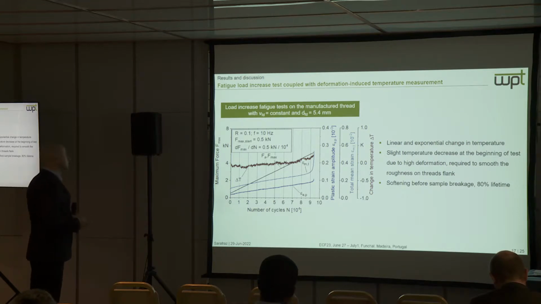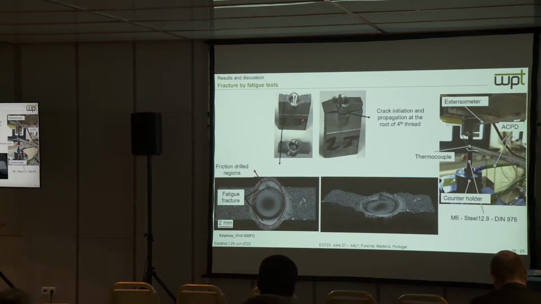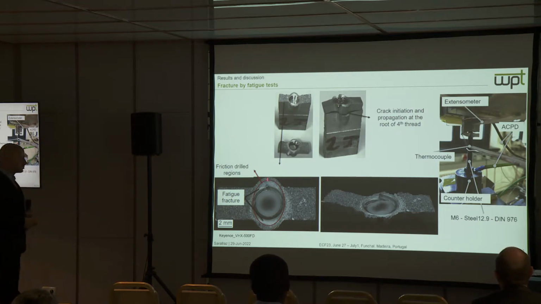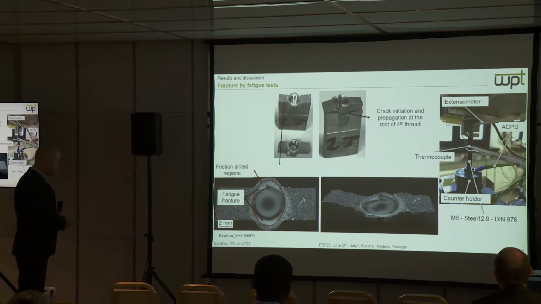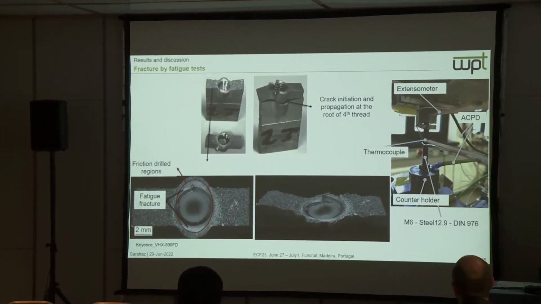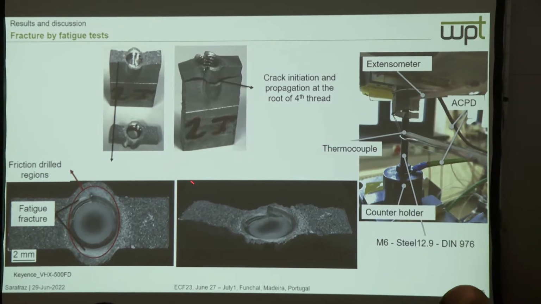Deformation-induced temperature, actually. The fractographic analysis you can see here was performed for a specimen. We can see that the fatigue fracture was initiated and continued up to the friction region. After that, we have an abrupt fracture, which shows that this friction region has a better strength in comparison to the cast material. The fracture occurred during the fatigue test.